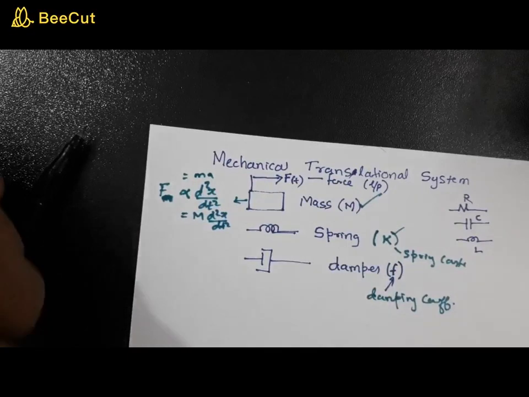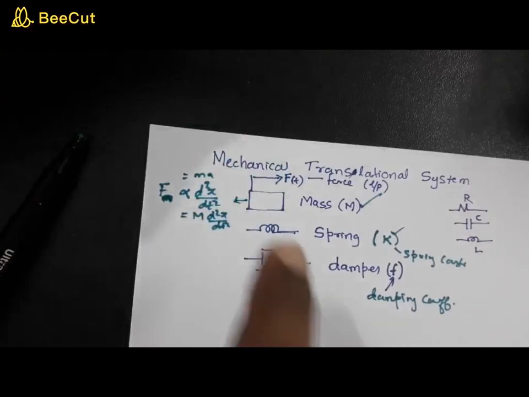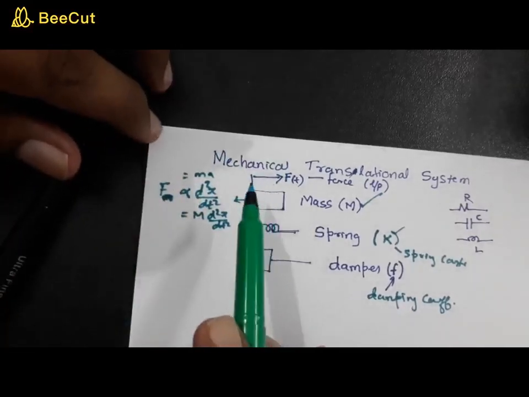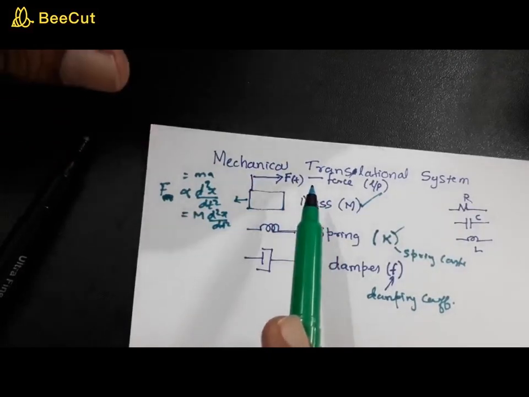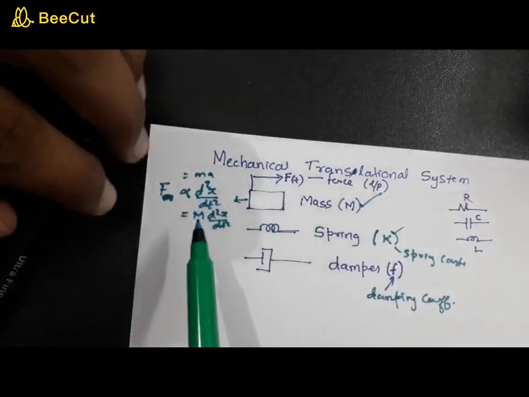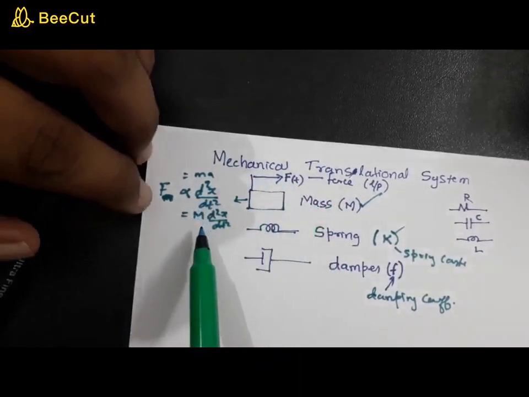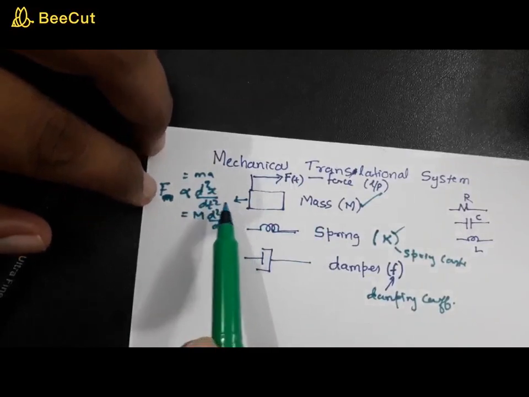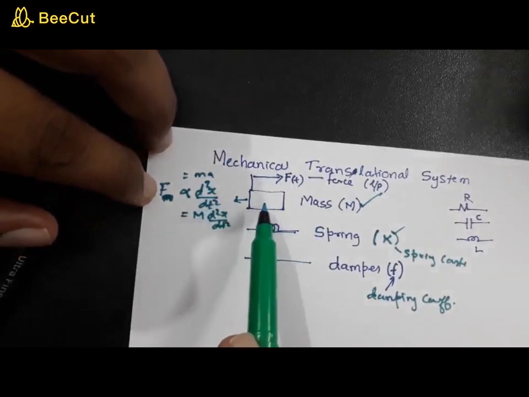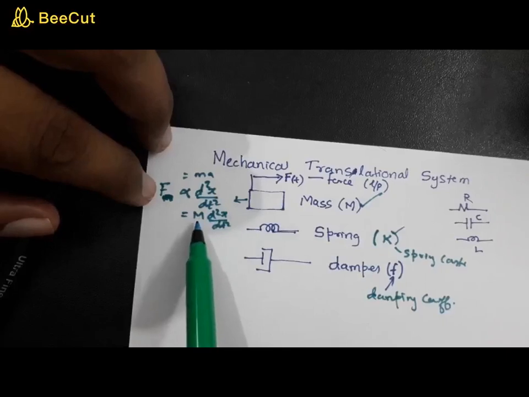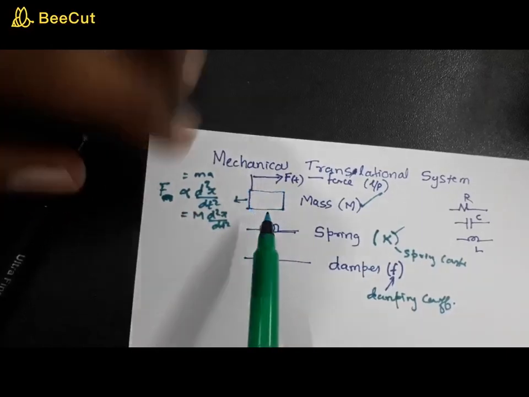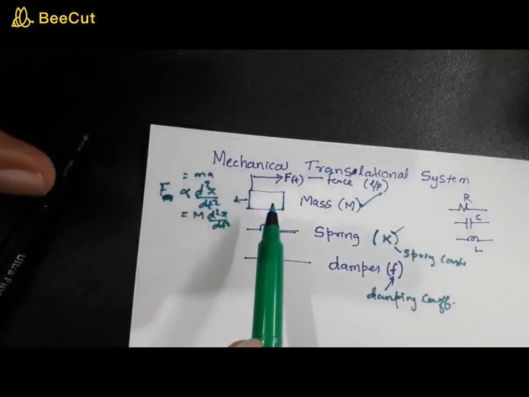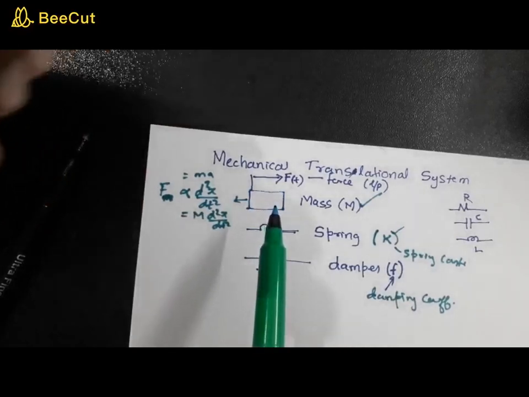So if there is a mass, the force exerted on the mass will depend on the acceleration. When a force is applied to the mass, definitely that mass gets displaced. Now if there is a displacement, there can be a velocity. If there is a velocity, there can be an acceleration. And that acceleration multiplied by m will give you the force acting on that mass, or the force distributed to that particular mass.